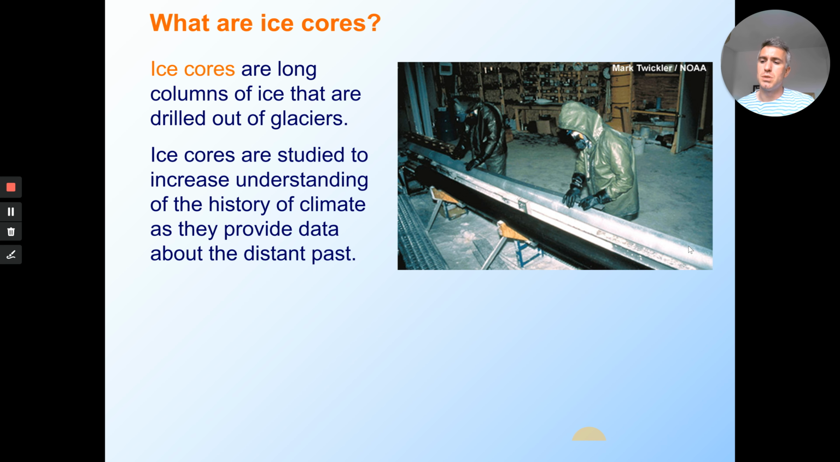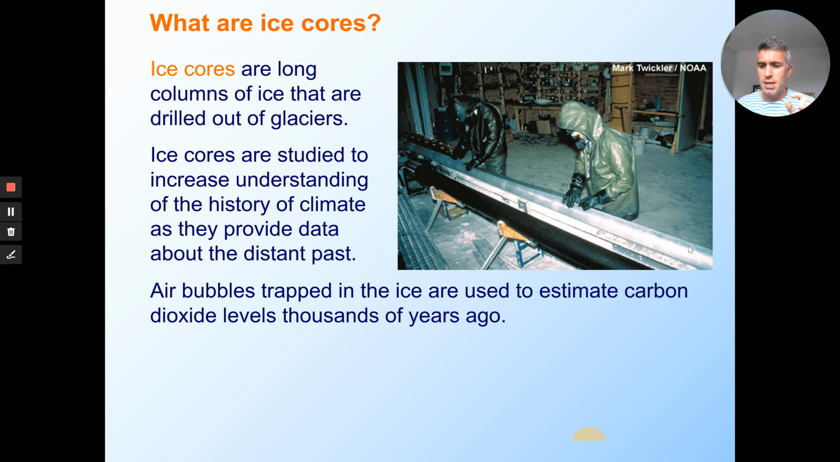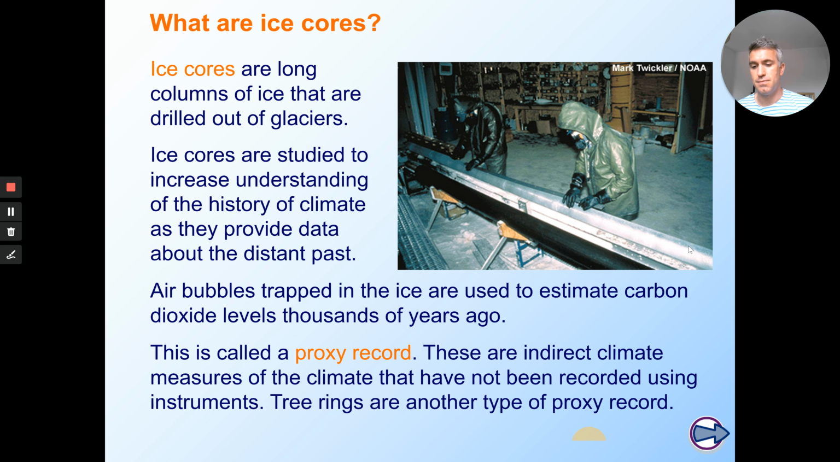Now, these ice cores, by studying them, help us understand: inside those ice cores are little bubbles of air. They were the atmosphere then. And they can analyze the air in those bubbles, and they can see what the carbon dioxide levels were going way back for thousands and thousands of years. They call this a proxy record. They indicate climate measures that have not been recorded using instruments.